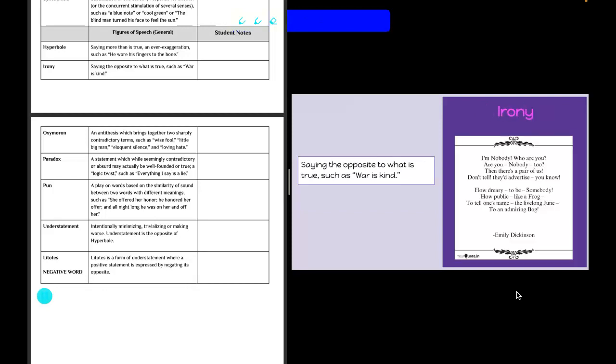Irony is saying the opposite to what is true, such as war is kind. And here is another Emily Dickinson example of irony. I'm nobody. Who are you? Are you nobody too? Then there's a pair of us. Don't tell. They'd advertise, you know. How dreary to be somebody, how public like a frog, to tell one's name, the livelong June, to admiring bog. So you're saying you're somebody by saying you're nobody, which is ironic.